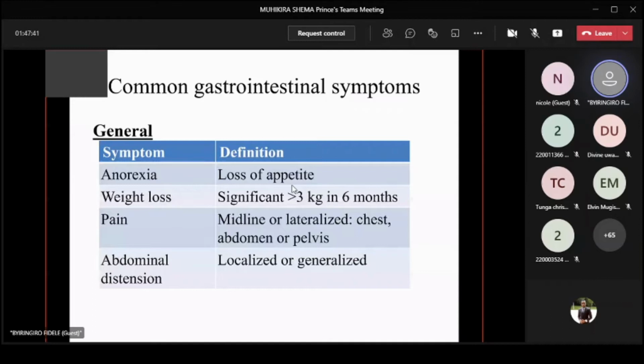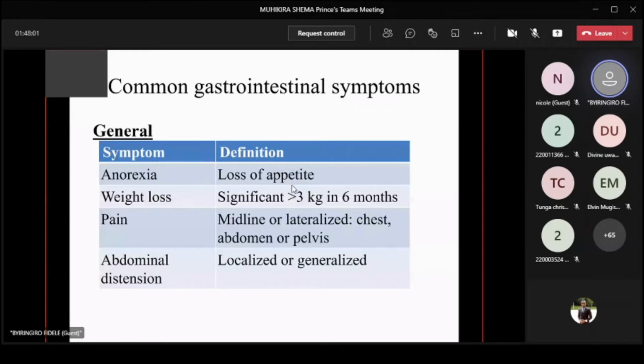Anismus or dyschezia means difficulty emptying the rectum despite prolonged straining. Tenesmus is a persistent urge to empty the rectum with the feeling of incomplete evacuation. And melena means tarry stools indicating bleeding from the upper tract.